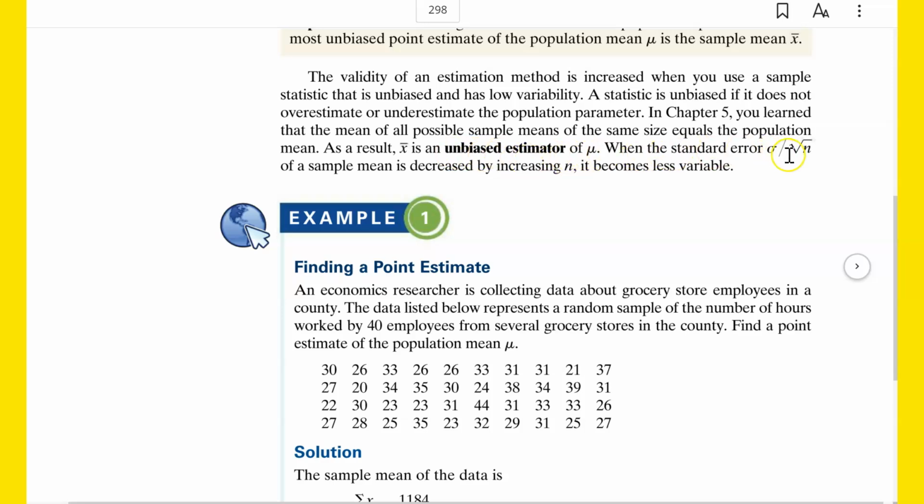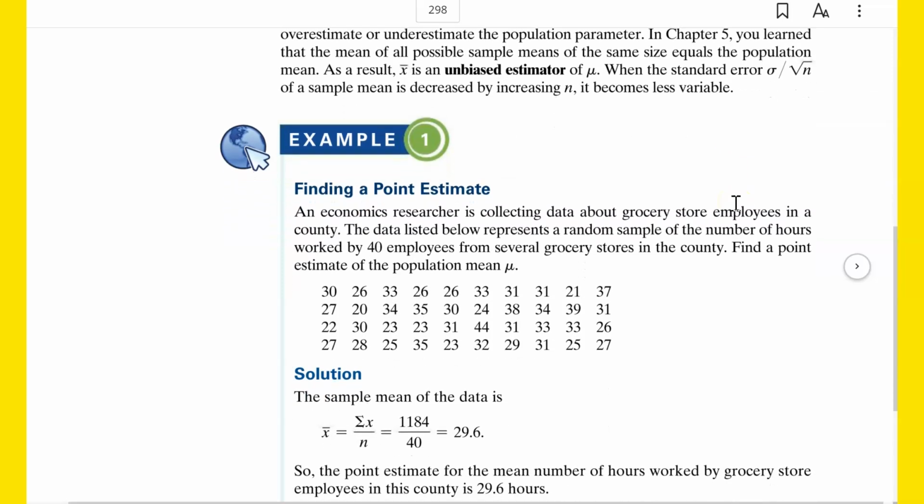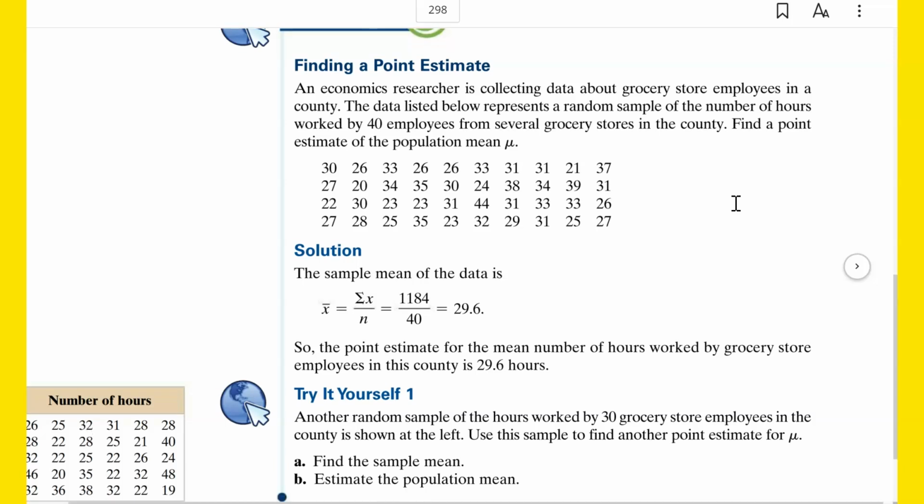When the standard error, sigma over the square root of n, of a sample mean is decreased by increasing n, it becomes less variable. So in other words, when you increase the size of our sample, n is the sample size, how many subjects we have in our sample, then there's less variability in the standard error of our sample mean.